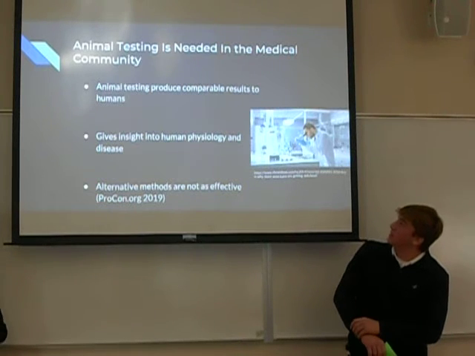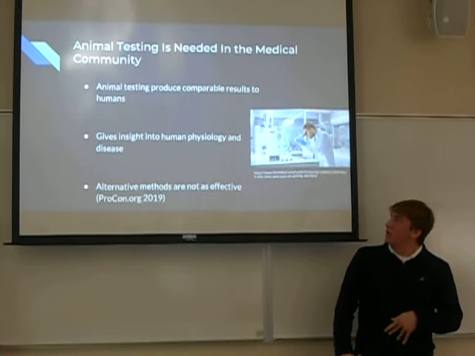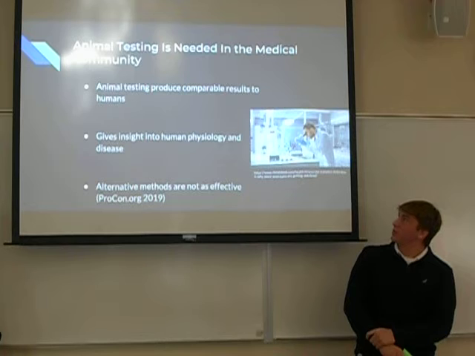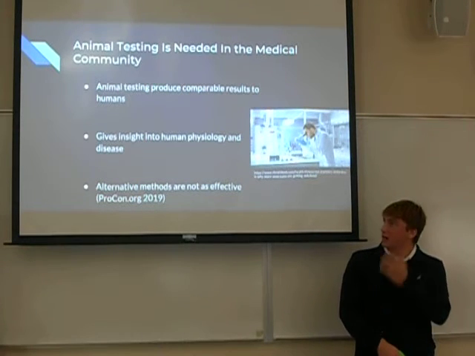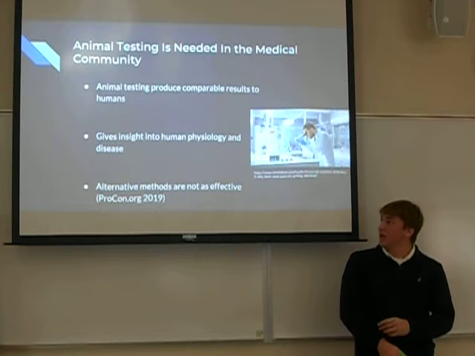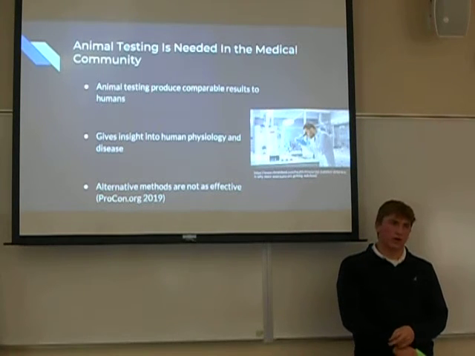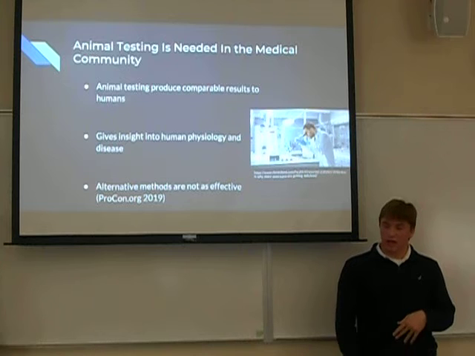So animal testing is needed in the medical community for many reasons. First off, animal testing produces results comparable to humans. It gives insight into human physiology and disease, and last, alternative methods are not as effective as animal testing.